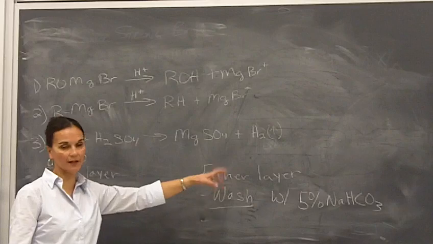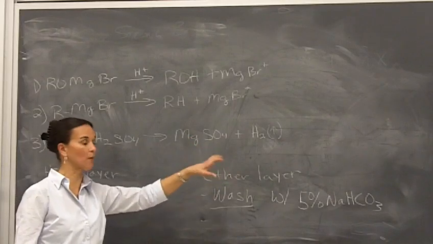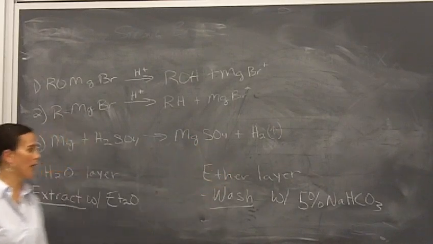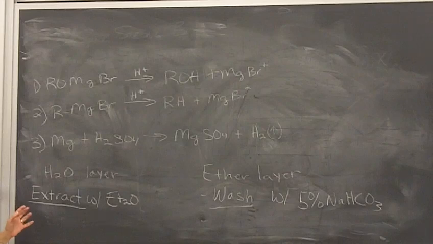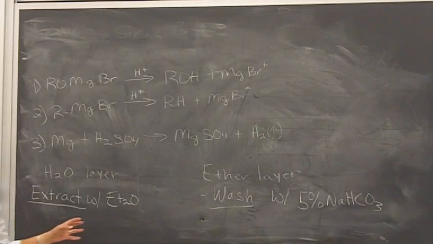In the end, we have our ether layer. That's where our product is, in the ether layer. What I would do, though, is I would not get rid of any of your layers until you're certain that you have your product layer, okay? So hang on to all your layers and hang on to them separately, okay?